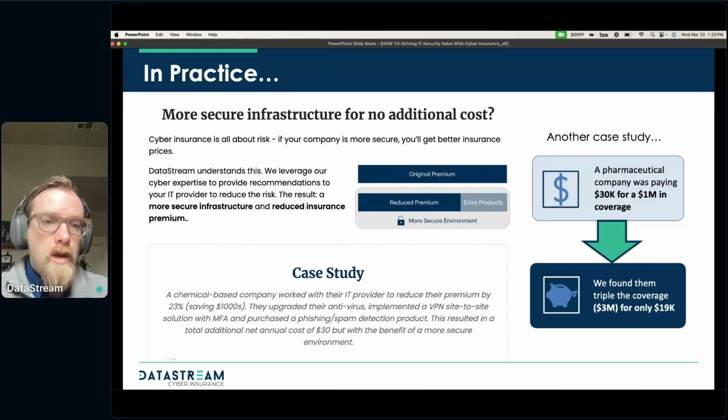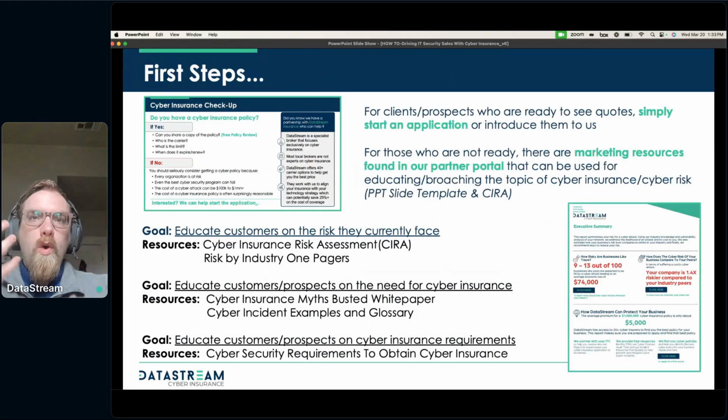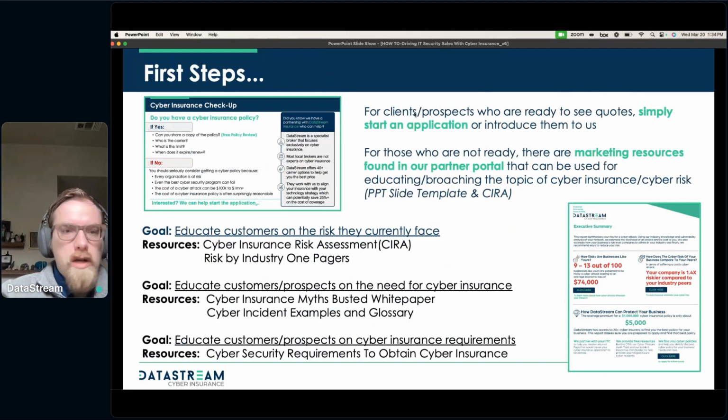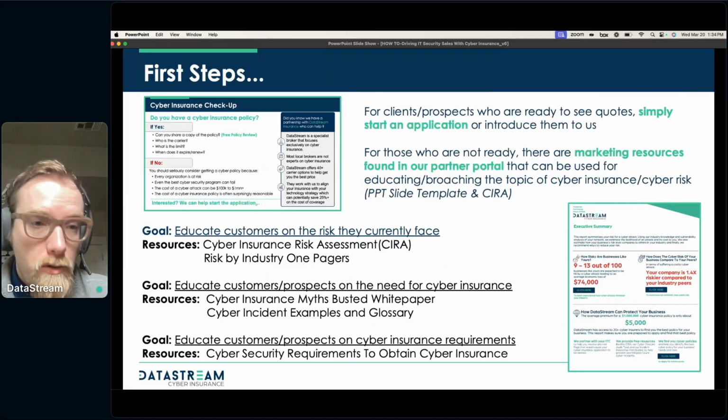Once we've gotten that customer to that point where they are willing to actually apply for cyber insurance, right? But what do those first steps look like to get to that point? We first have to get them to the point where they are willing to fill out that application, walk through the actual quoting process at the very least. So for those clients or prospects of yours who are ready to go, simply jumping right into our application and filling that out is the way to go, because it'll walk them through that gap analysis. It's going to be the fastest way to do that.